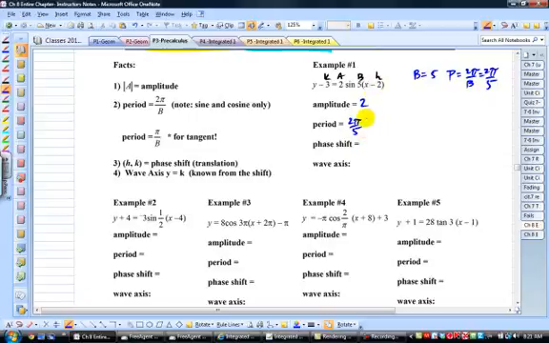My phase shift is H comma K. Phase shift, translation, same thing. So this is H comma K. Here it's 2 comma 3. My wave axis is always y equals K, and that tells you it's got to be y equals 3. Don't put down just 3. It's not a real number, it's an equation. It's a horizontal line. So the wave axis is always y equals K in general.